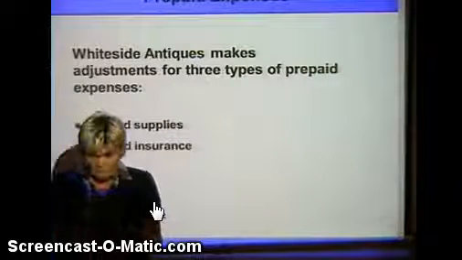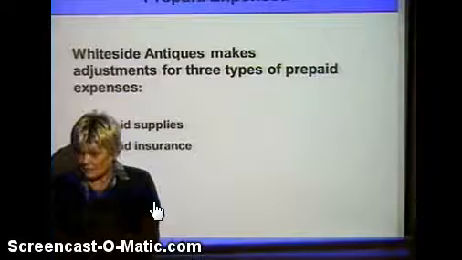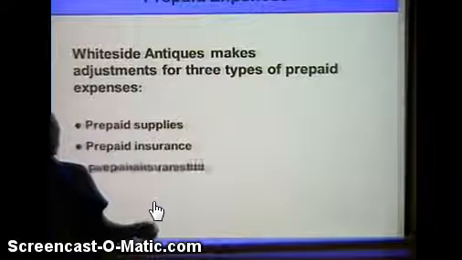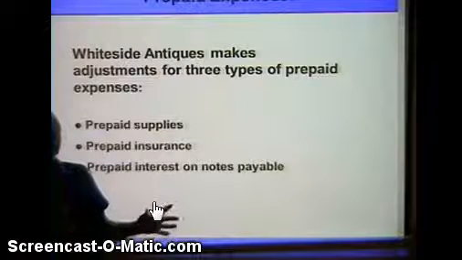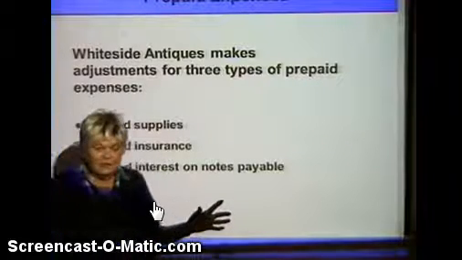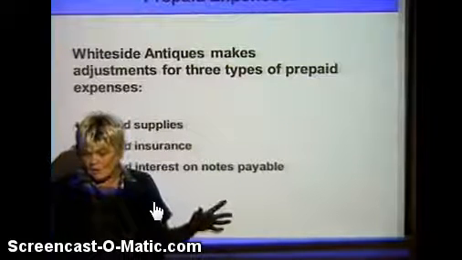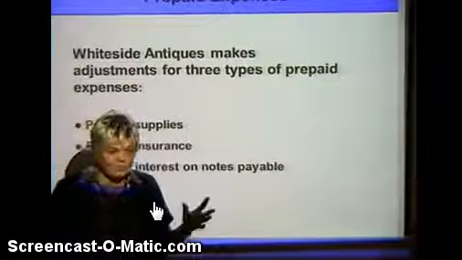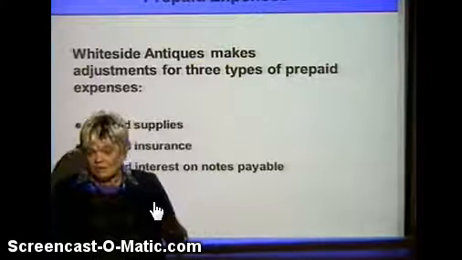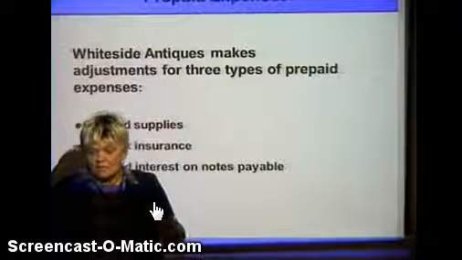And also if you prepaid your interest on notes payable, it would be handled the same way. You go ahead and pay the interest ahead of time. And if you did, then it would just reduce the amount that you have on that payable account. Okay. All right.